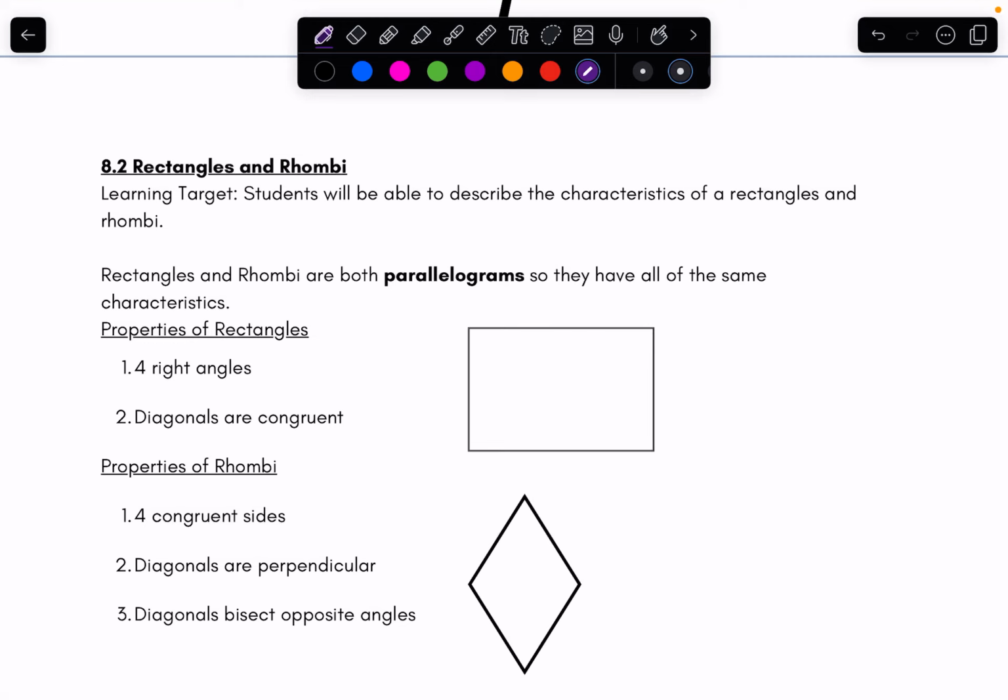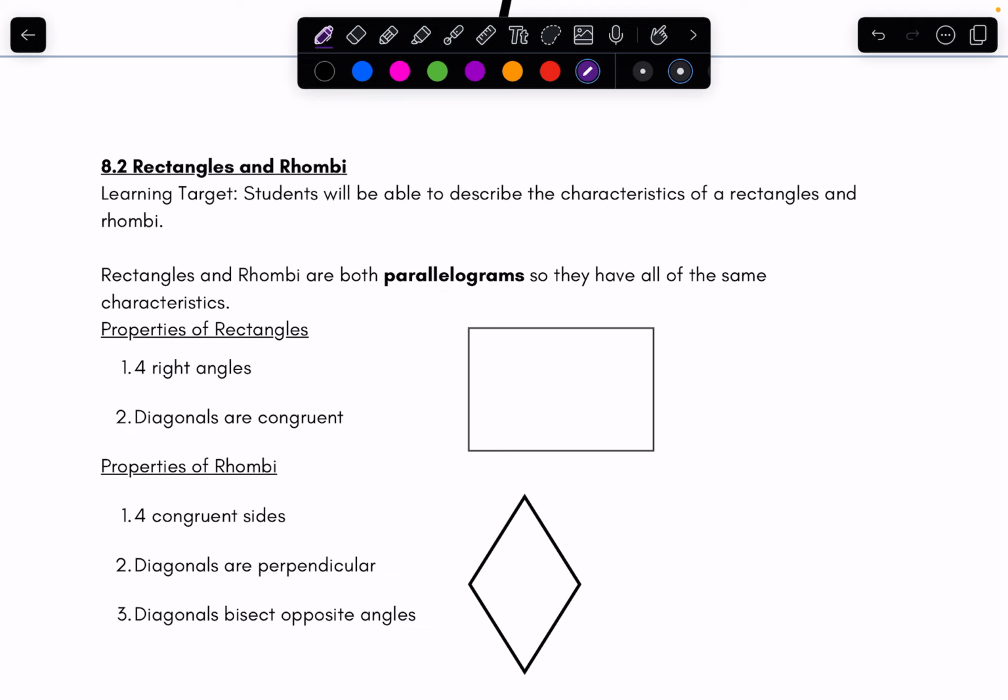So each lesson in this unit, we're basically going to be going over more shapes to add to your knowledge, so that when you're asked to prove things, you know the properties and what you have to look for. So now we're going to look at rectangles and rhombi, so rhombuses.